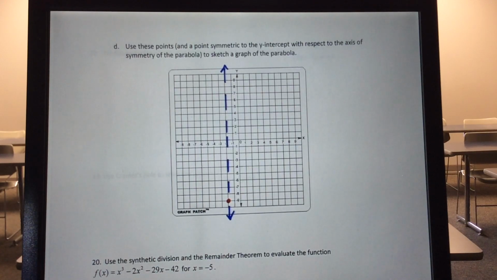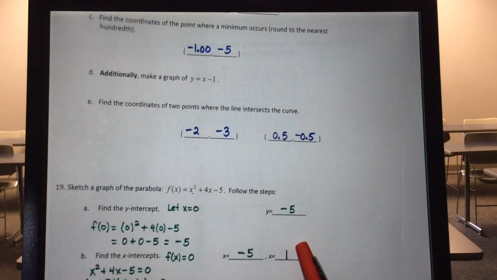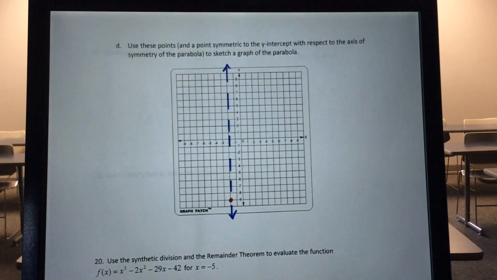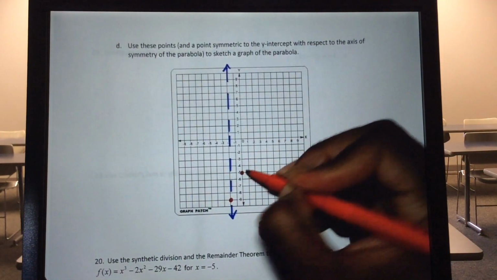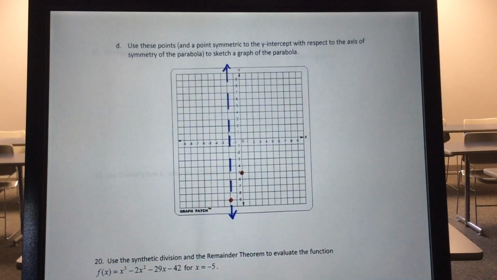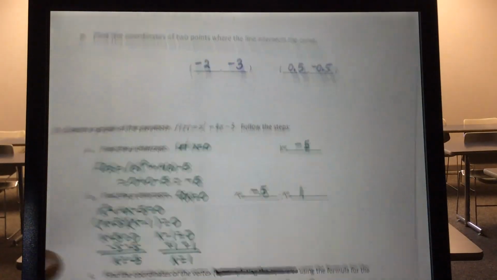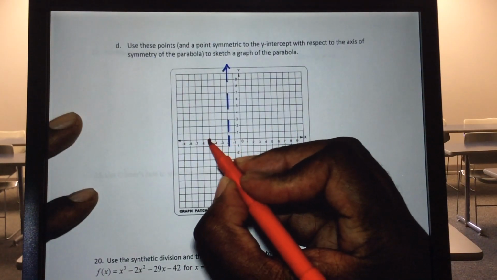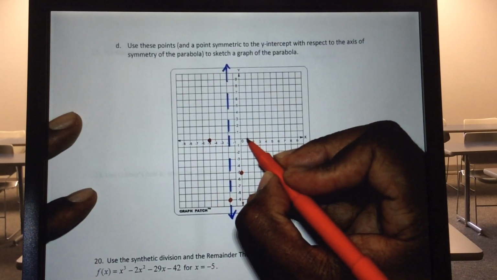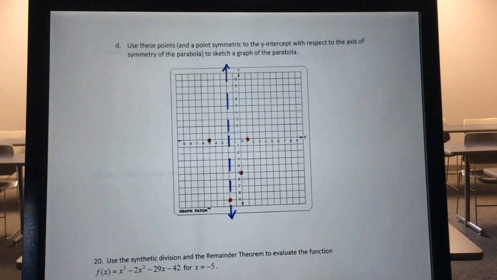I have a y-intercept of negative 5. So I'm going to go down 5 on the y-axis and draw that point in. My x-intercepts are at negative 5 and 1. So at negative 5, I'm going to draw a point on the x-axis, and at positive 1, I'm going to draw another point on the x-axis.